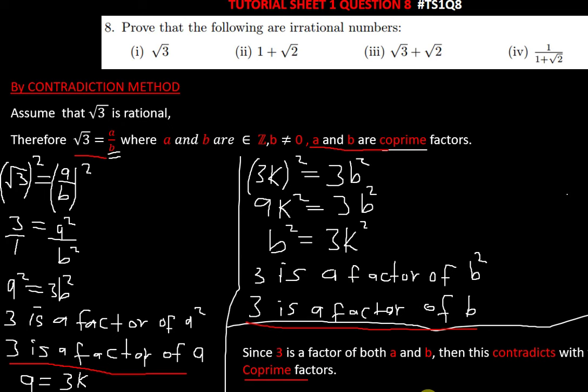So in other words, using the contradiction method, after writing this statement here, all you need to do is find a fault. You find an error, a statement which contradicts one of these statements in this line. I think you have understood, because here it is straightforward. You just conclude that since 3 is a factor of both a and b, this contradicts the fact that a and b are co-prime factors. This is simple and straightforward. Let us quickly move on to the next question.